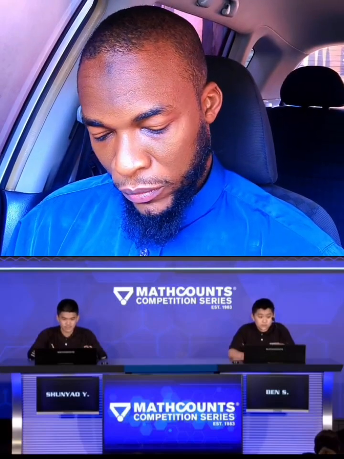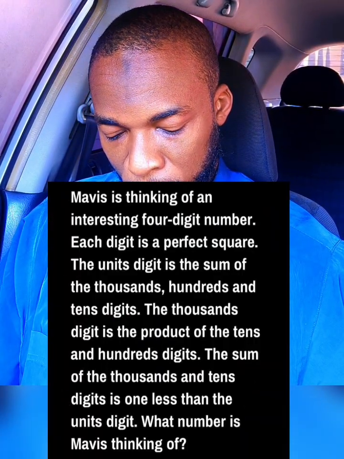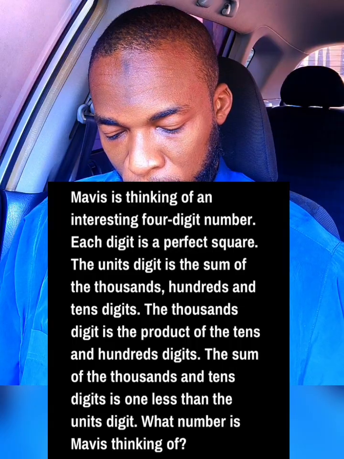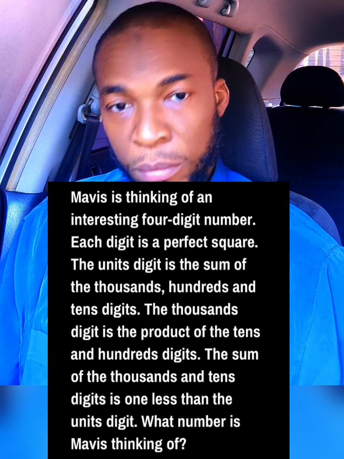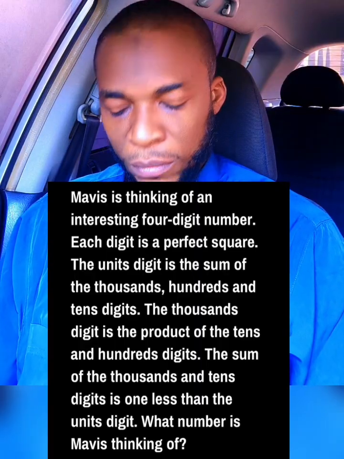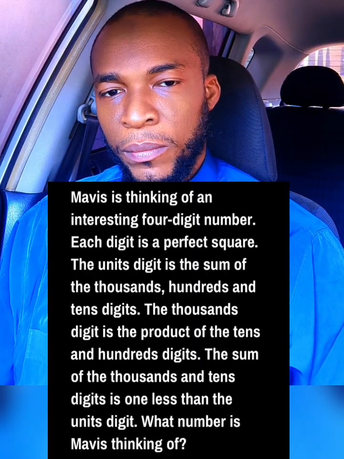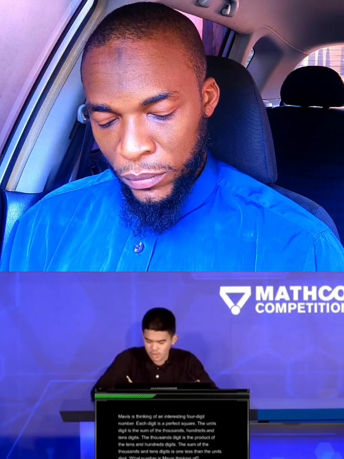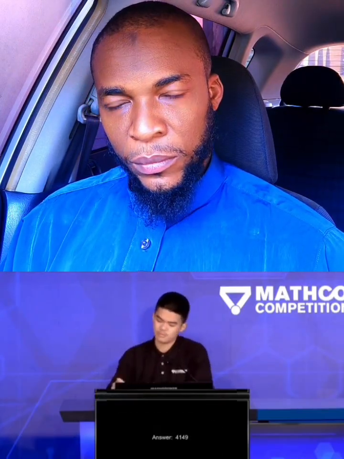And the question is, Mavis is thinking of an interesting 4-digit number. Each digit is a perfect square. The units digit is the sum of the thousands, hundreds, and tens digit. The thousands digit is the product of the tens and... Shanya. 4149. That is the correct answer.